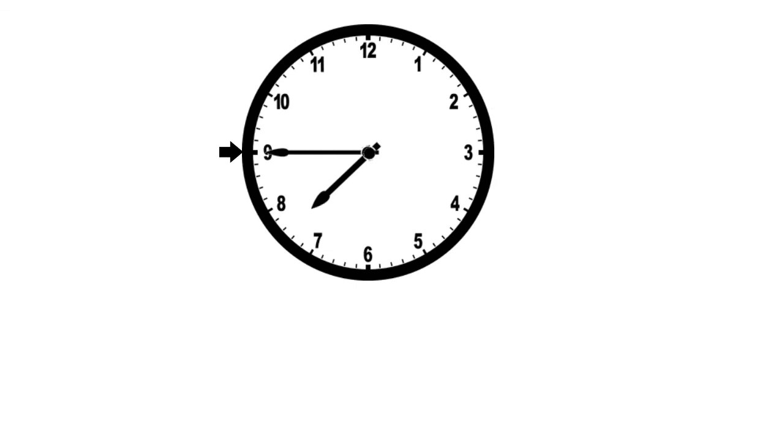So to find out how many minutes has passed, we'll count by 5 from 1. So let's count. 5, 10, 15, 20, 25, 30, 35, 40, 45. That means 45 minutes has passed. So what time is it showing? Yeah, 7:45.